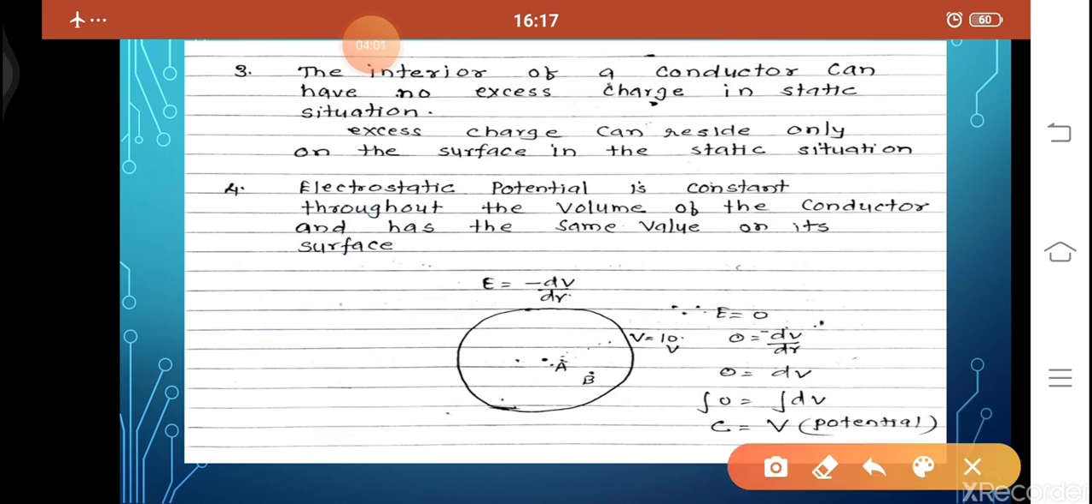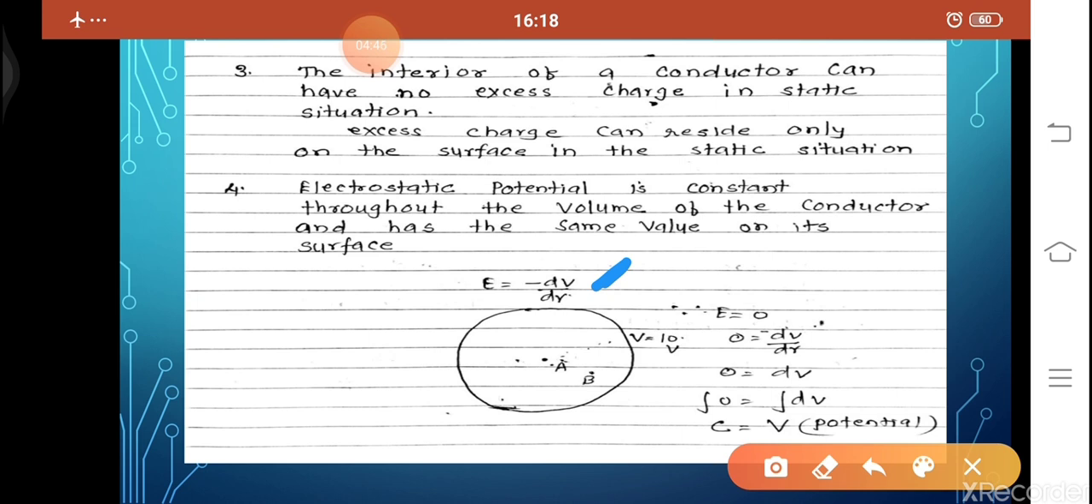We know that the electric field is the negative gradient of potential. Since E is equal to 0, minus dV by dr equal to 0, so dV equal to 0. Then the integral of dV will be equal to the integral of 0. The integral of dV will be a constant V, so V is equal to constant. Inside the conductor, the potential is constant.